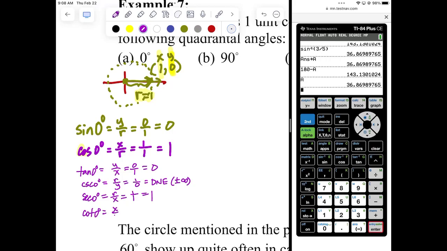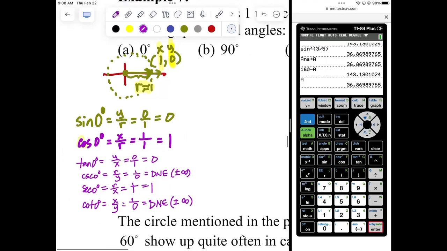All right, and then the last one, what's cotangent of 0 degrees? Well, that's x over y. What's x over y? 1 over 0, which is, of course, what? DNE. d and e. The graph of cotangent is going to have a vertical asymptote there as well. And again, it's some type of infinity. Anytime you get non-zero over 0, it's some type of infinity, so we just say d and e. The value doesn't exist.